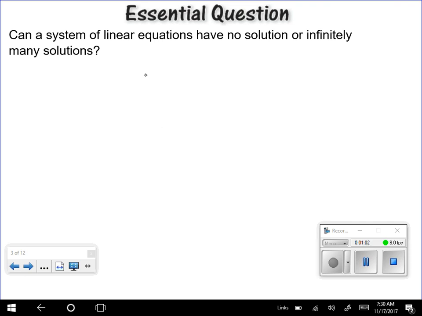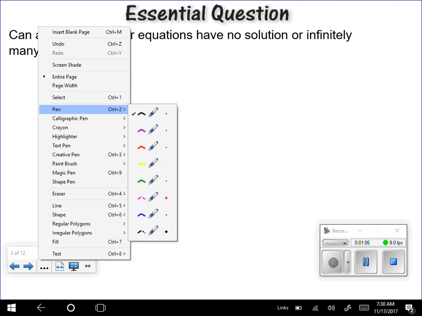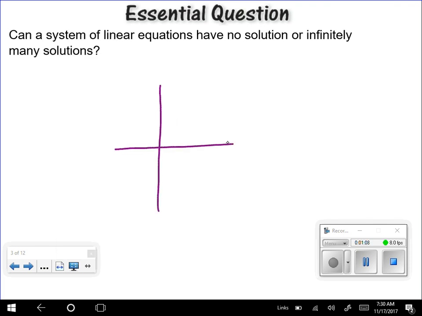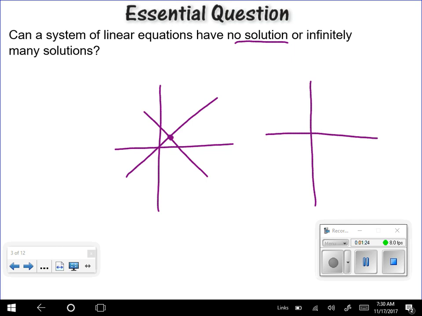Well, remember when we were talking about systems of equations yesterday, we would graph two lines and we would check where they intersect. That would be our solution to our equation. Well, if you think about on a graph what might cause you to have no solution, what if they never intersect? What would it look like if they never intersect? Well, they'd probably be parallel lines, because parallel lines never intersect.